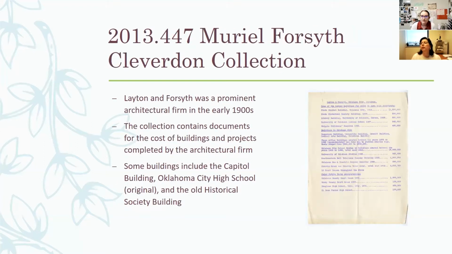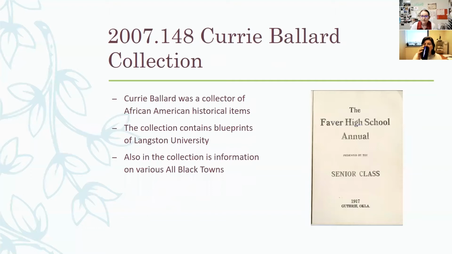The next one we're going to move on to is the Muriel Forsyth Cleverden collection. She was the daughter of one of the prominent architects in Oklahoma City, and it contains documents for the cost of buildings and projects. They were responsible for doing the Capitol building, some of the schools, and the Wiley Post building where the Historical Society originated. On this document here, you can see some of the other buildings that were done by this architecture company. Another collection that we have is the Curry Ballard collection, and he was a collector of African-American historical items. It contains things like blueprints, and there's a lot of information on many of the all-Black towns that were in Oklahoma.